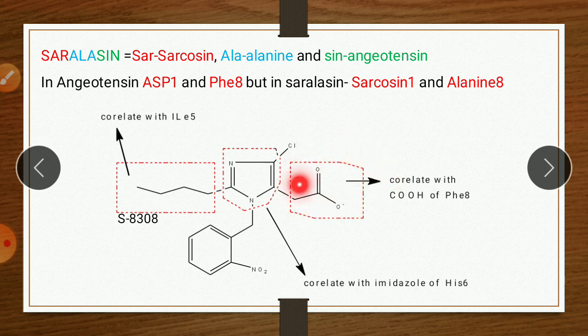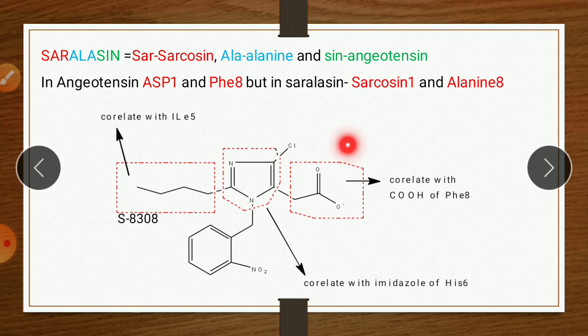The carboxylate group of this drug correlates with the carboxylic group of phenylalanine, which is the 8th amino acid in angiotensin II. Second, the imidazole ring of S8308 correlates with the imidazole ring of histidine of angiotensin II. Third binding site is this one, that is the N-butyl group of this drug correlates with the hydrocarbon side chain of isoleucine, which is the 5th amino acid of angiotensin II. So these are the three binding sites of this drug which overlap with the binding sites of the angiotensin II molecule.